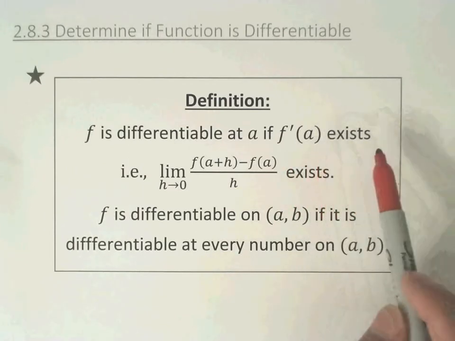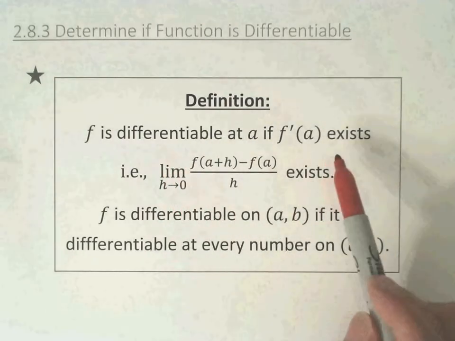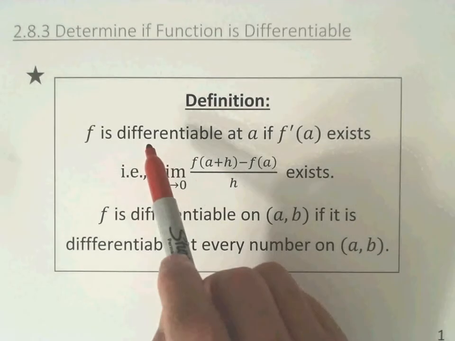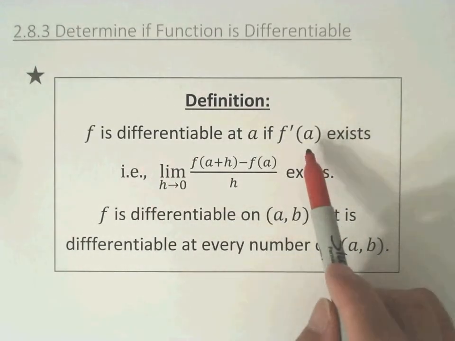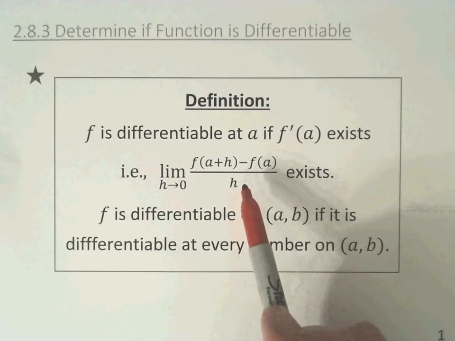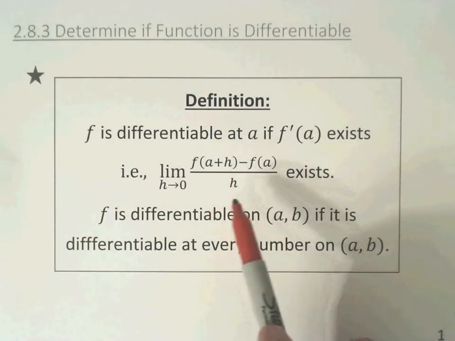So what is differentiable? Differentiable means derivative, right? If it has a derivative, then it's differentiable. Derivative means this limit exists, right? Of course, we have another form, which is f of x minus f of a over x minus a, when x approaches a, exists. It's the same.